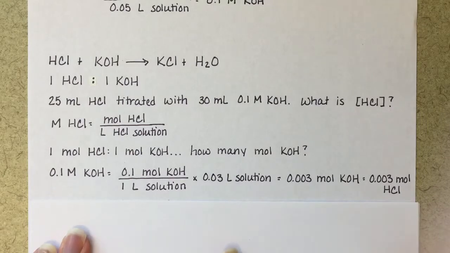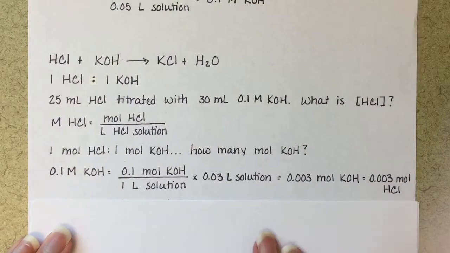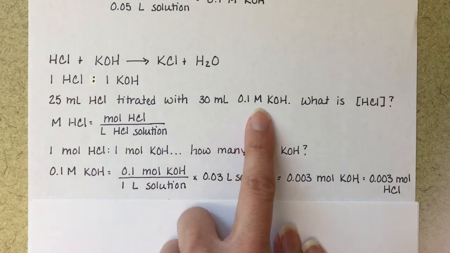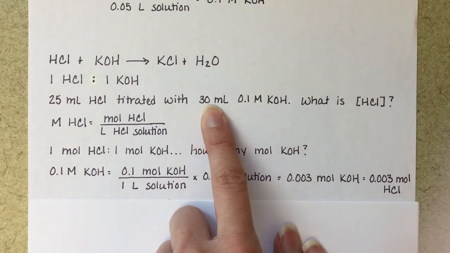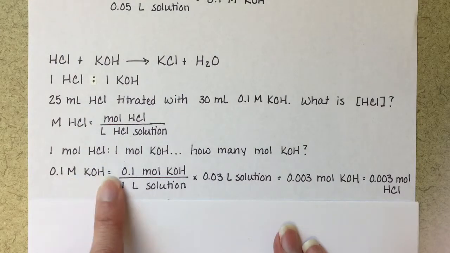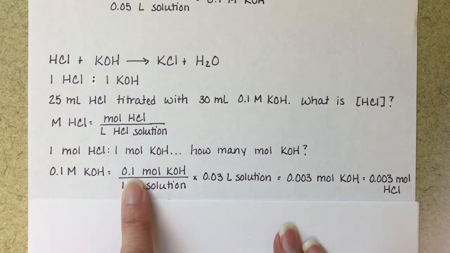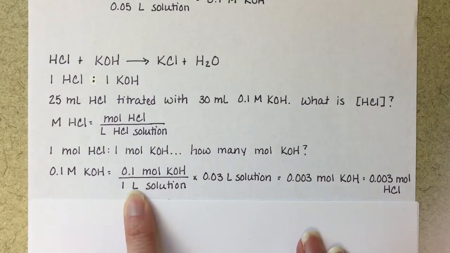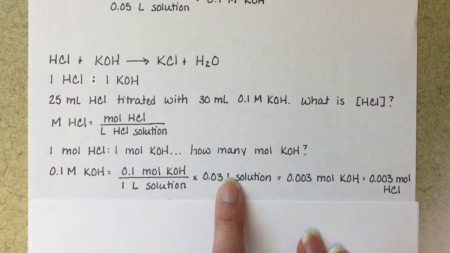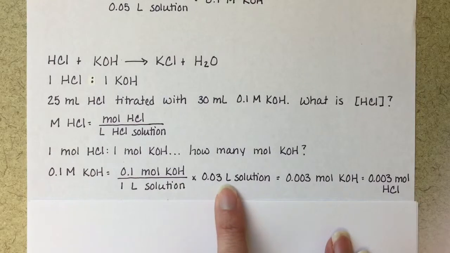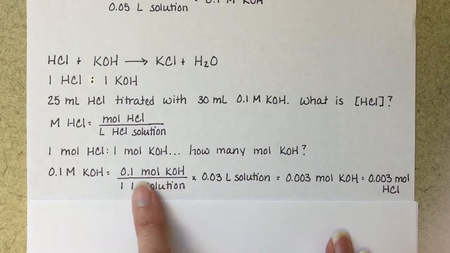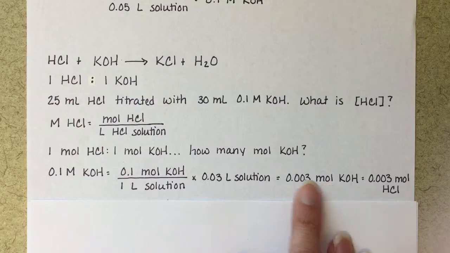So we are going to use, and this calculation is a little bit different than the one we did for the KHP. In this calculation, we use the molarity of KOH and its volume to get the moles. 0.1 molar KOH, remember, by definition, is 0.1 moles per 1 liter, the definition of molarity. If we multiply this by the volume of KOH, 30 mL, which is 0.03 liters, if we multiply the molarity by the volume, the liters of solution cancel out, we're left with moles of KOH. In this problem, it's 0.003 moles of KOH.